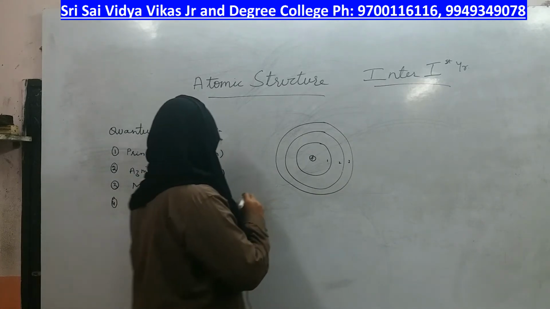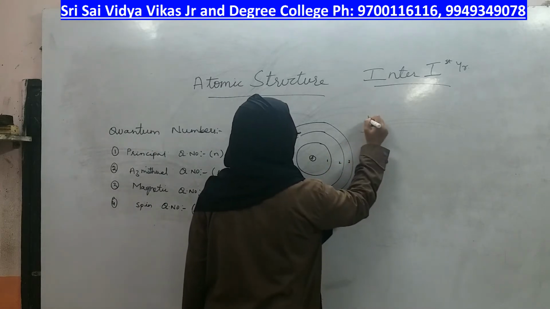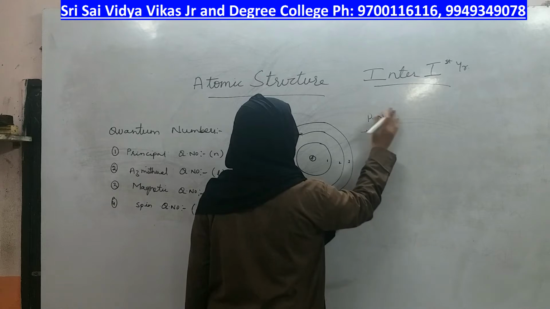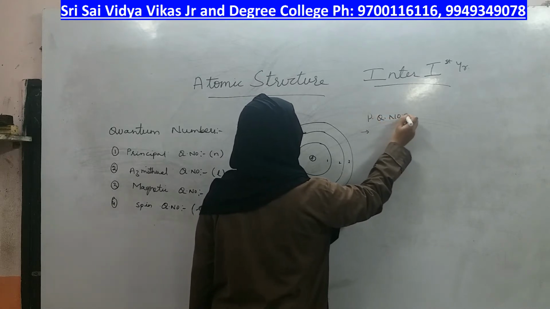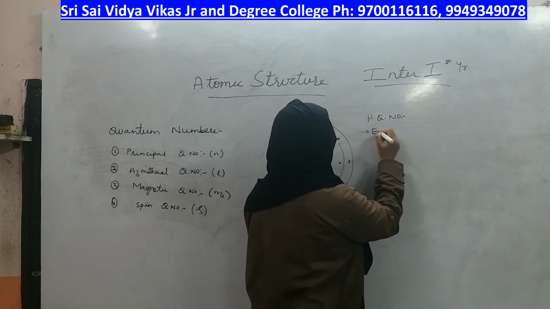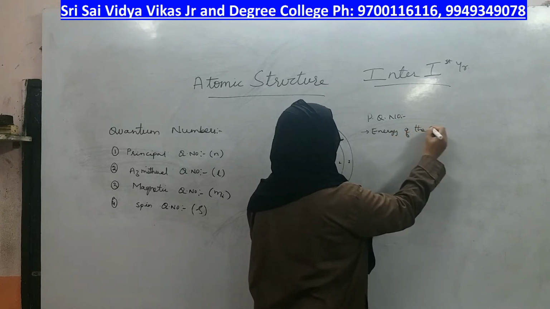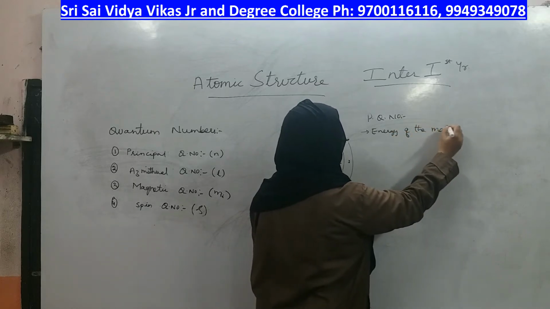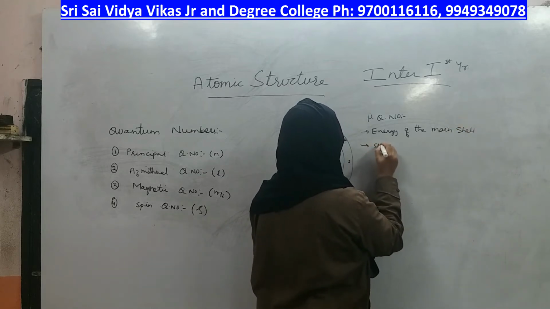So, principal quantum number decides energy of the main shell as well as size of the main shell.